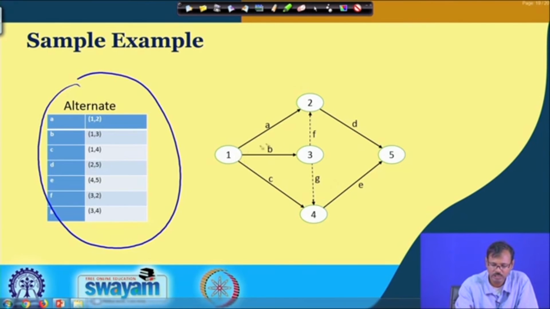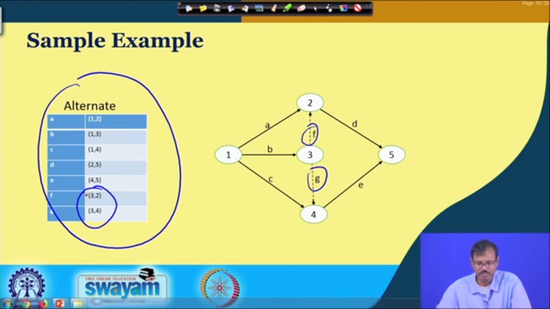So, now you can see A is the alternate between 1 2, B is alternate between 1 3 and C can be represented with the alternate A 4 and D may be represented in the alternate 2 5, E may be represented as the alternate 4 5 and F and G are the dummy activities mentioning the alternate between 3 to 2 and 3 to 4.